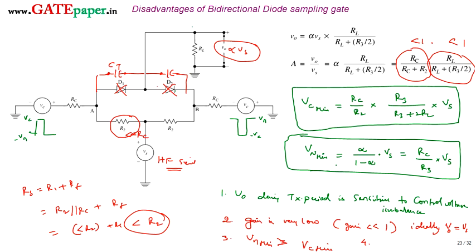Next we will see how to overcome them one by one. The first one: how to make V0 independent of control voltage. And next, how to make the gain approximately equal to 1. Anyhow, 3 and 4 are not going to be modified, so we will concentrate on disadvantages 1 and 2 in the next class.